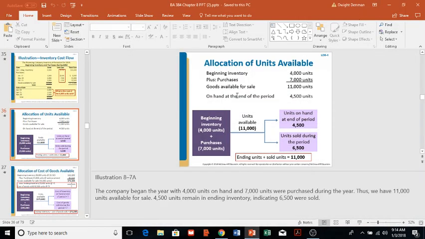Okay, so next we want to talk about inventory cost flows.